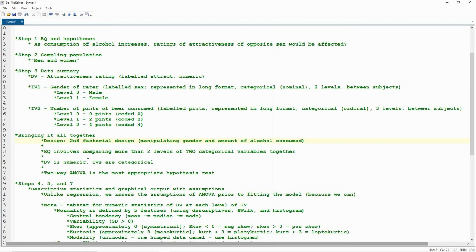The research question involves comparing more than 2 levels of 2 categorical variables together. So now that's the clue, it's that we have 2 categorical variables. Our DV is numeric, our IV is a categorical. So it's a two-way between subjects ANOVA. It's important to say that it's between subjects, because there are many, many different kinds of two-way ANOVAs. Between subjects is just one of them.